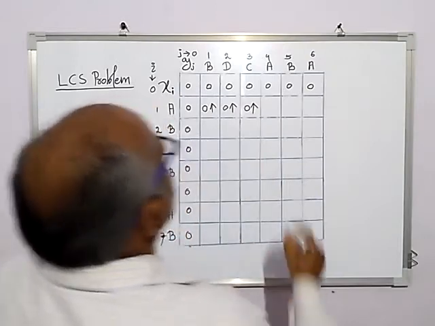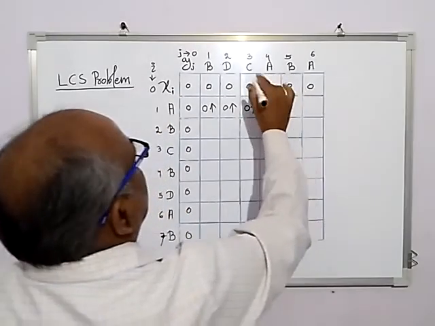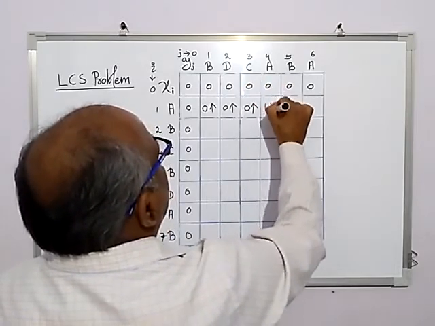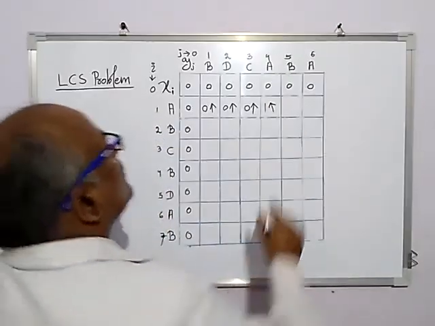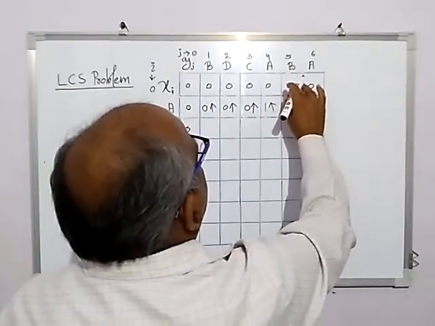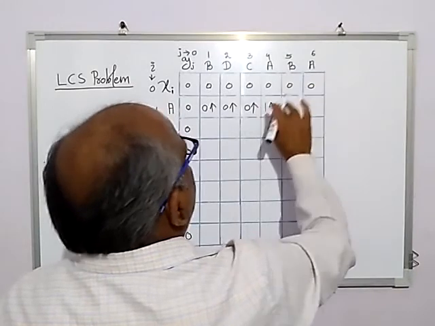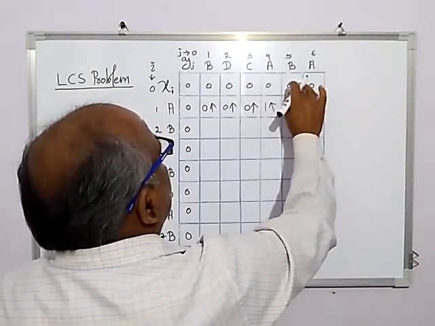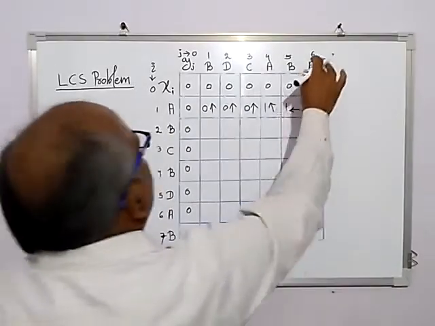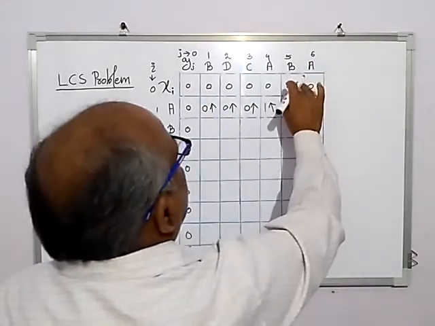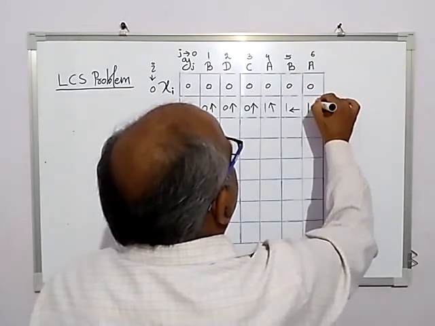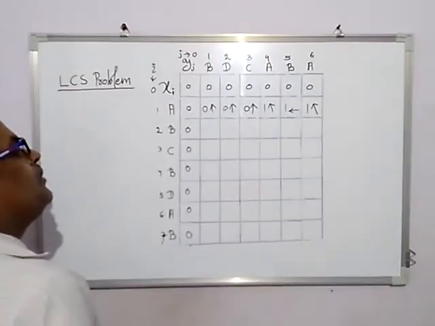Since these are same, you consider the diagonal neighbor value plus 1, that is 1, then a slanting arrow. Then B, A, not same, you consider above and left. Above is greater than or equal to left? No, so you consider left, then use a sleeping arrow. Then A, same, here you consider the diagonal element plus 1, that is 0 plus 1, 1, then you use a slanting arrow. In this way you can fill up the table.